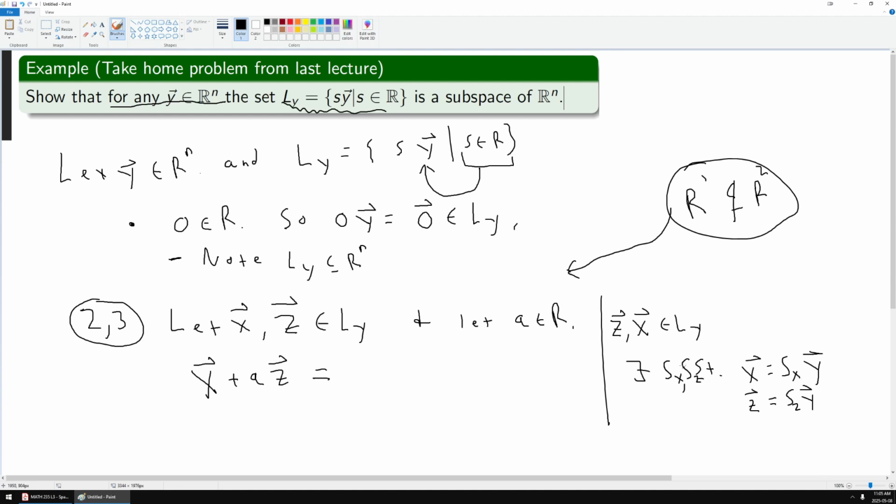Now here you should also probably mention the data type, that it is an element of the real numbers. Formally that's required, but that's the idea. So we know these two facts here, and I'm going to use these facts on this line. I can replace x with Sx times y. a stays as a. z, I can replace that with Sz times z.